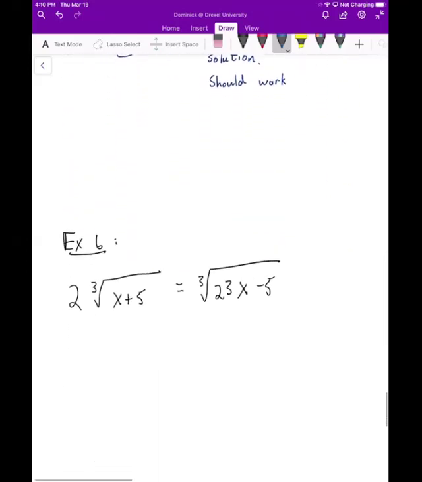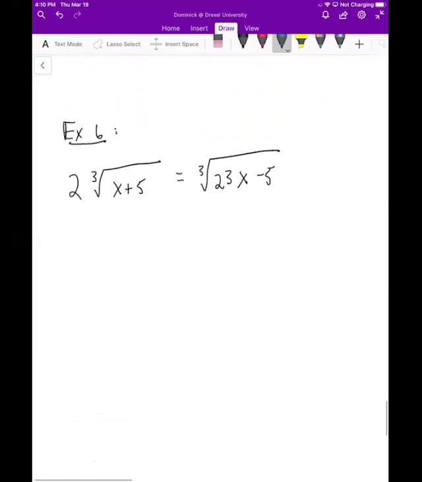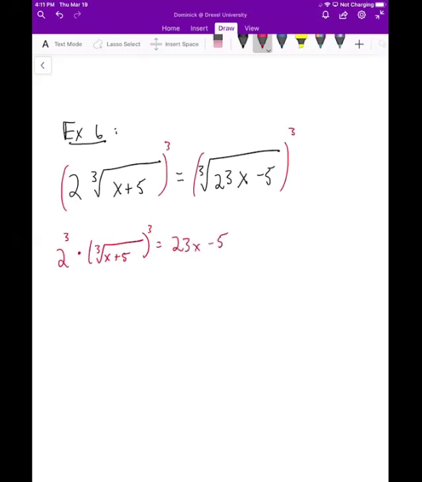Okay, but let's look at one where we have cube roots, and then we'll look at a slightly more messy one, and then that will wrap up our discussion on radical equations. So here, this is a similar method to the last one. We need to cube both sides. Just like before, the left side will be 2 cubed times the cube root of x plus 5, cubed. And the right side is just 23x minus 5.